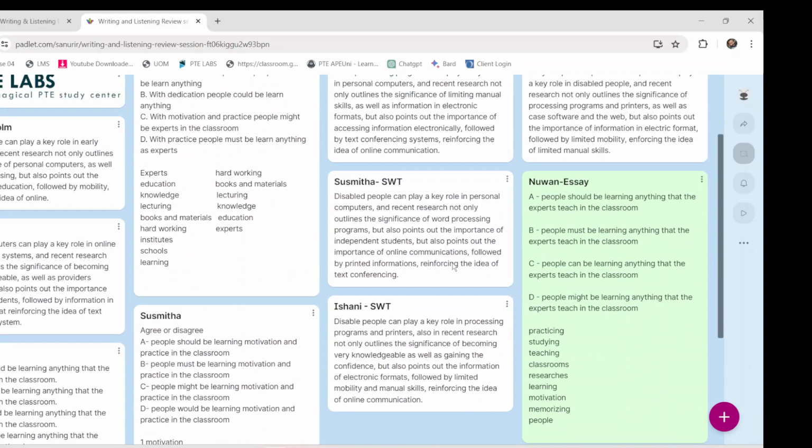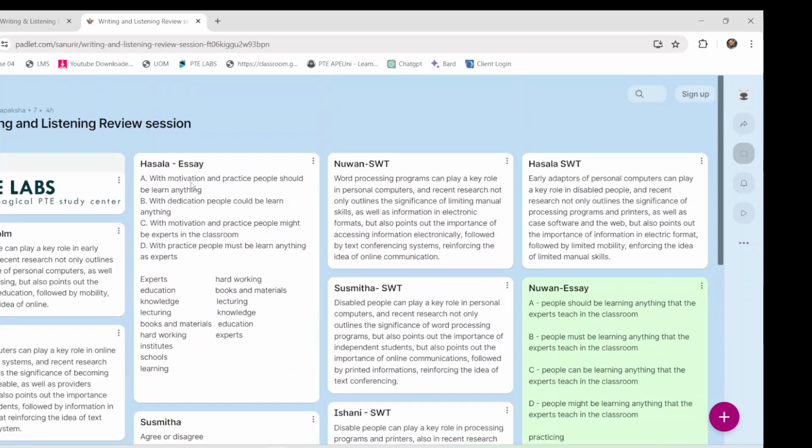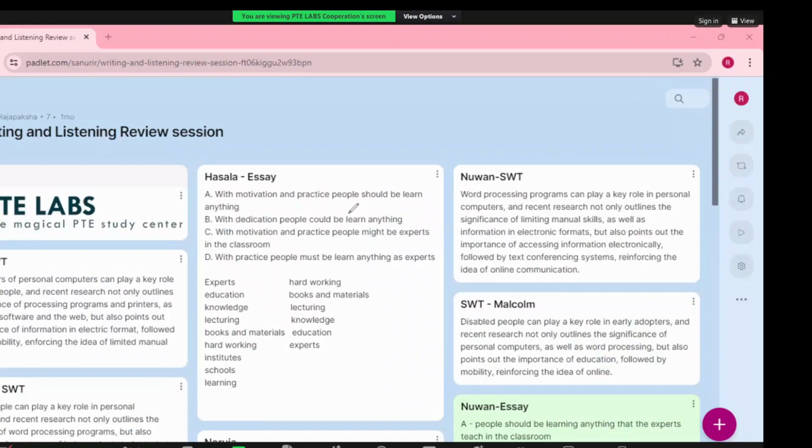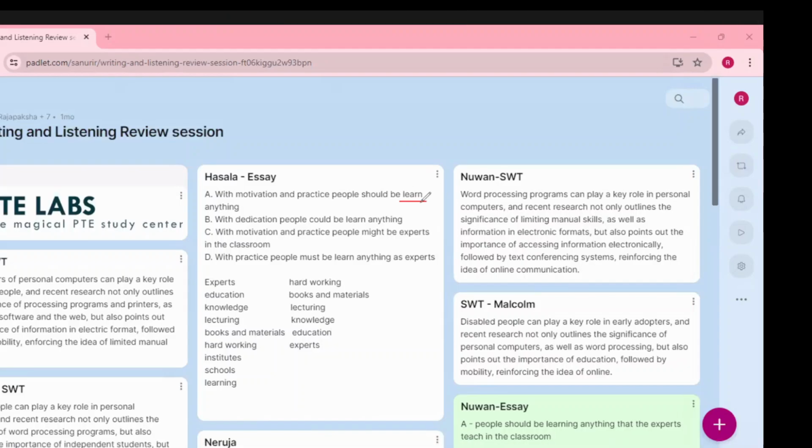Okay, so shall we discuss? We have 3 more minutes. No, 2, I guess. Okay. So I'll start with Hustler. With motivation and practice, people should be learn anything. Hustler, what is the mistake in this topic sentence? What is the mistake? Yes, it should be learning. Okay. So always keep the main verb in ing form.